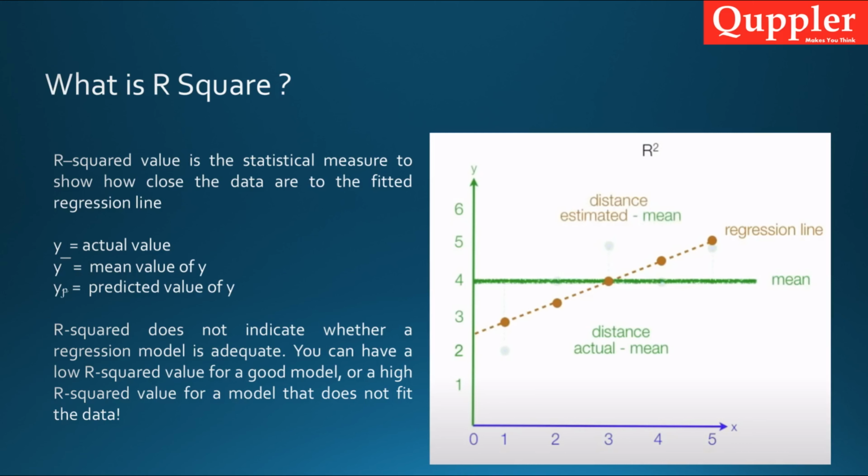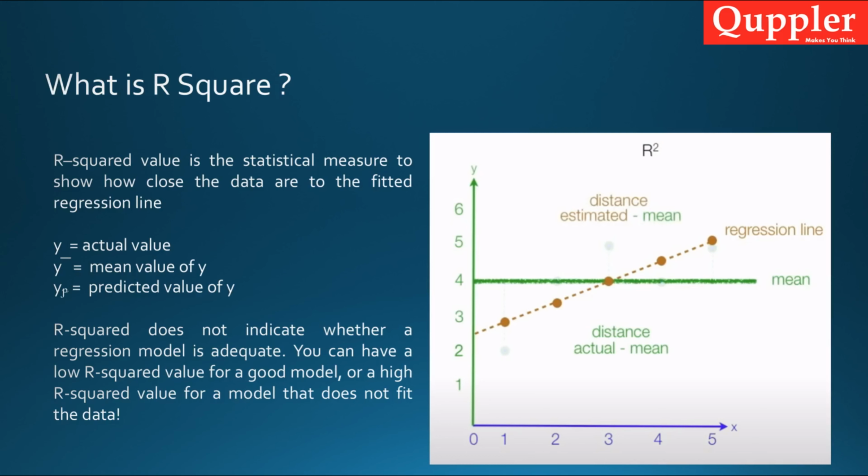Let's see the terminologies: we have y as the actual value, y bar as the mean value of y, and yp as the predicted value of y. To understand more, let's say this is the predicted value, shown in brown points. For this predicted value we have drawn the regression line, and this is the mean we got. So the main motto of R square is to find the distance between actual minus mean versus predicted minus mean.